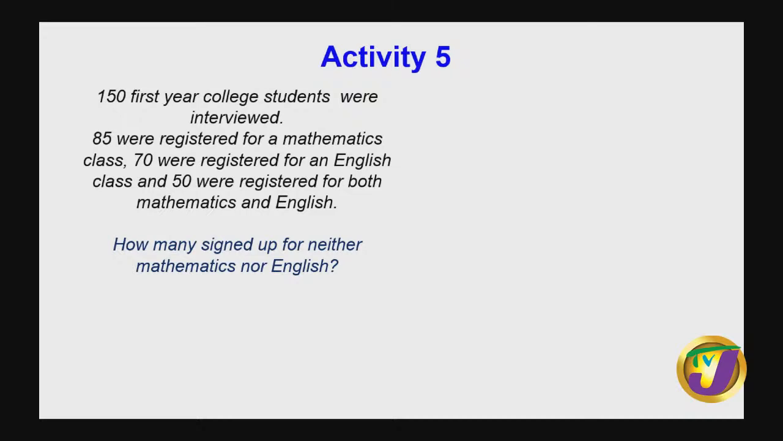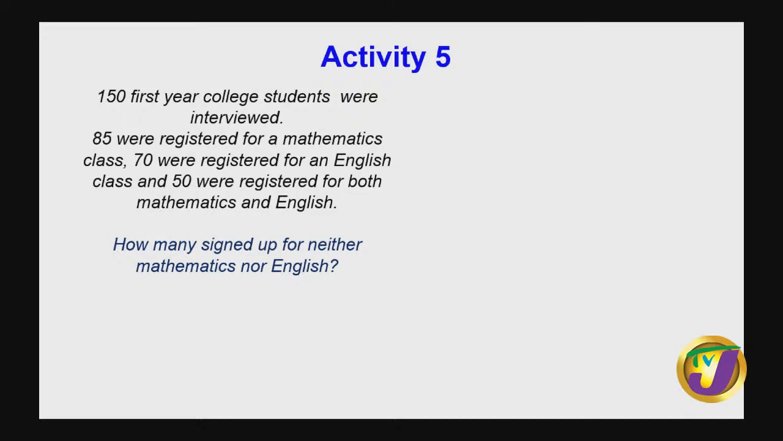That's why I'm looking at this, and it's a lot of information to process, because the first thing I noticed is that it's 150 first-year students, 85 registered for math, 70 registered for an English class, and already I'm over 150 persons. Did you see that? Clearly, they did say 50 were registered for both mathematics and English. But we also know that there may be some who didn't register for either math or English. So for me to pull this together, I need a diagram.